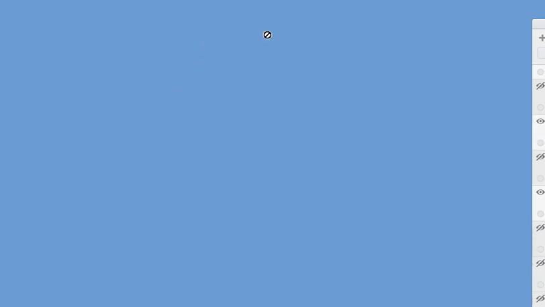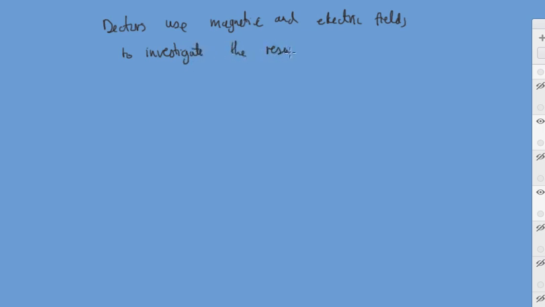So the detectors, let me get another page up. So detectors use magnetic and electric fields to investigate the results of a collision. The detectors, they don't detect the actual particles.